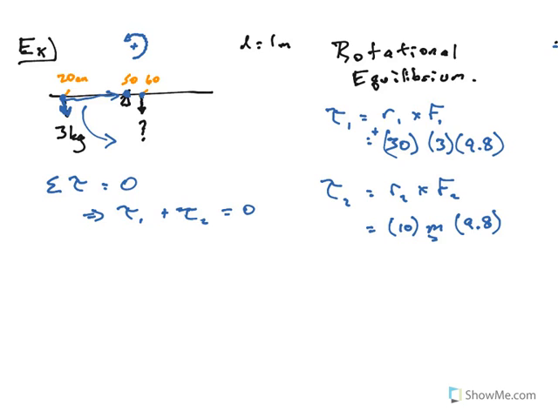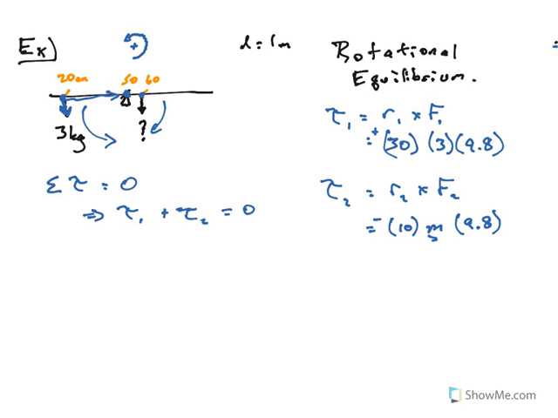Is this a positive torque or a negative torque? We do the same trick. Put your finger at the fulcrum, pull down at the 60. That makes my seesaw want to go clockwise, and clockwise is negative. So torque 2 is a negative torque.